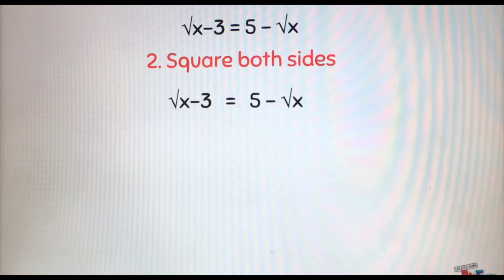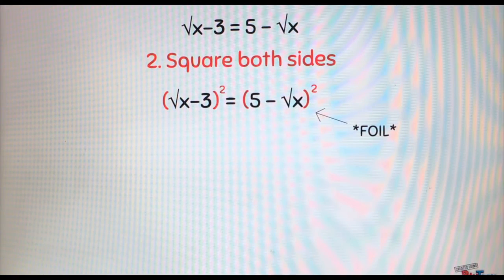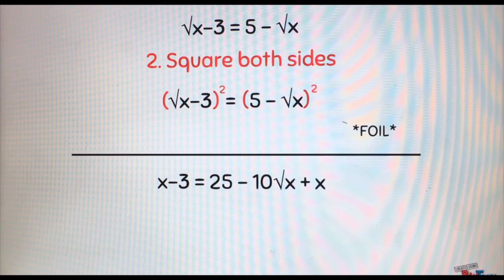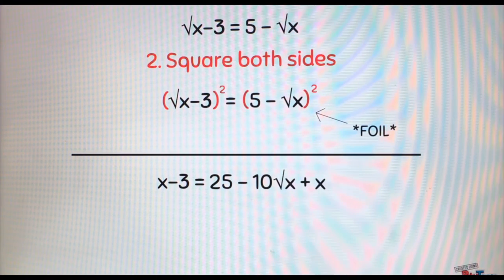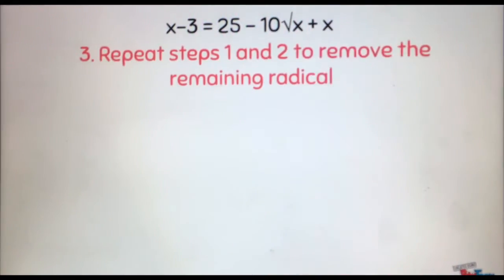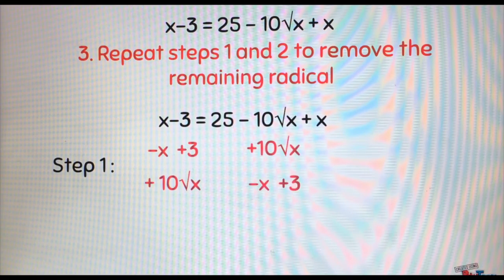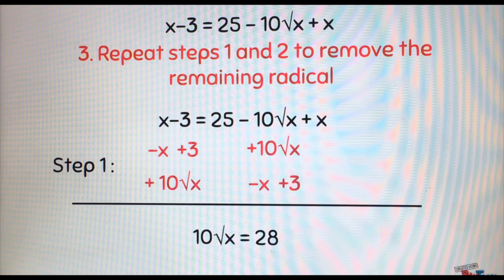Next, we will square both sides and FOIL the 5 minus root x. This gives us x minus 3 is equal to 25 minus 10 root x plus x. Since a radical remains, we will repeat steps 1 and 2 by isolating the radical. And this leaves us with 10 root x is equal to 28.